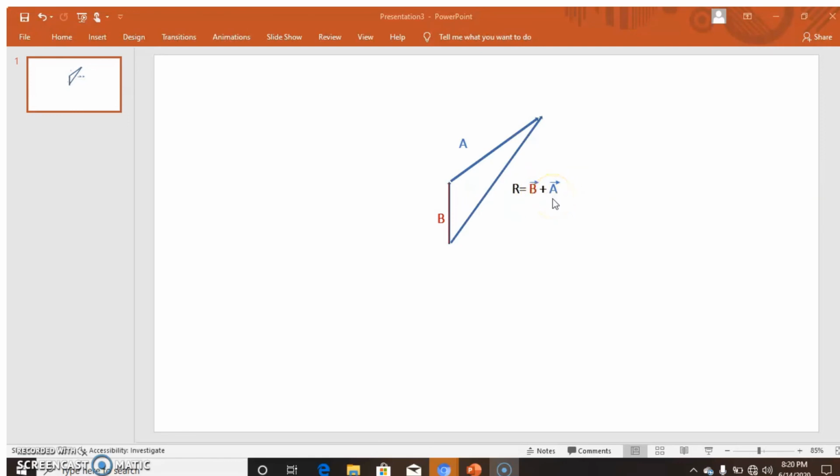In our next series, we'll be looking at why vector addition is commutative. And also, we'll be looking at the second aspect of vector addition, which is the parallelogram law.